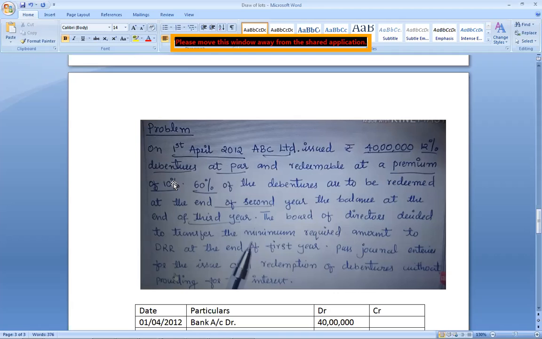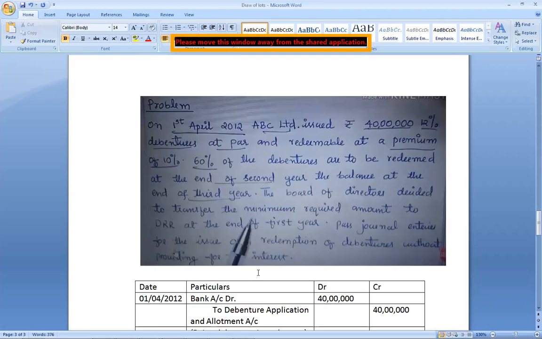First, bank account debit. You are receiving the money in the bank. To debenture application and allotment account, 40 lakh rupees. You are receiving par money. You are receiving 40 lakhs only. But at the time of redemption, at the time of paying the money, you have to pay at a premium of 10%.